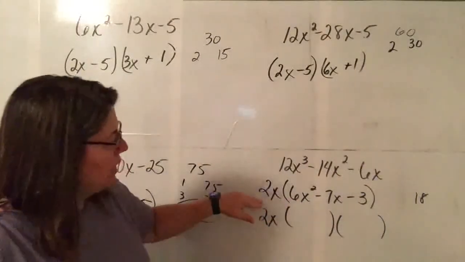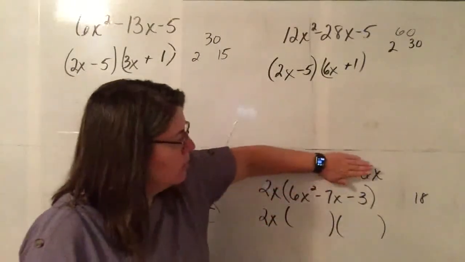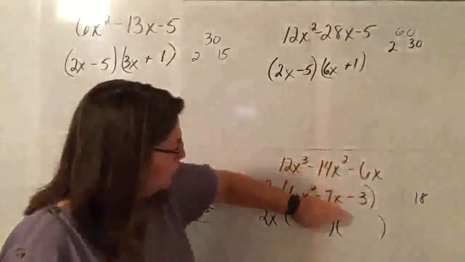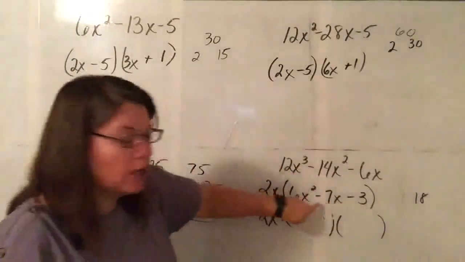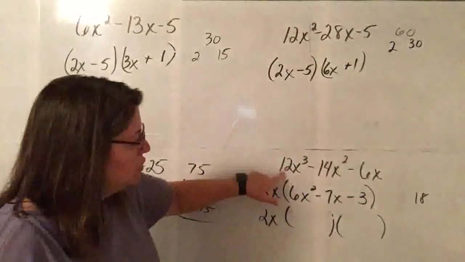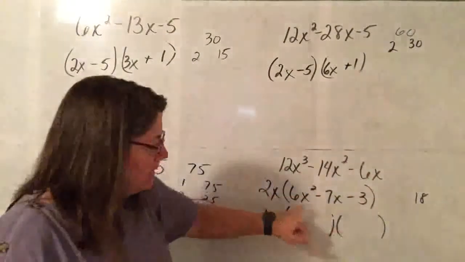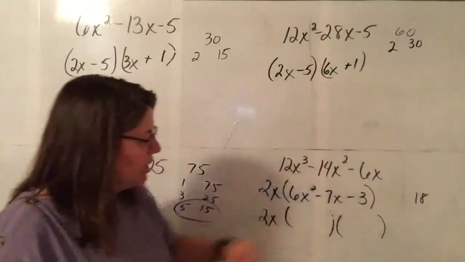See, once you take the 2x out, this trinomial is no longer there. That's not part of our problem anymore. Now we're factoring this trinomial. So don't get confused and think you need to do 12 times 6. You don't have to do that. You're going to factor the simplified trinomial.